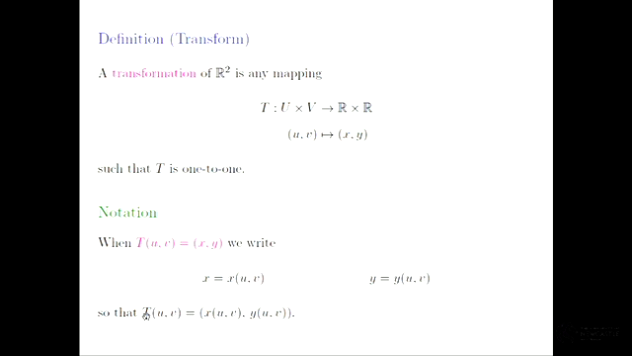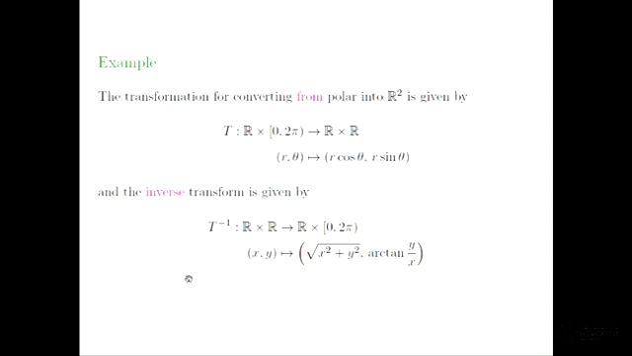So T applied to u, v is the pair where x gives you a value based on u and v, and y gives you a value based on u and v. All right, as a concrete example, because I know this general stuff is confusing, the transformation for converting from polar into R2 is given by this transformation. You give me a pair comprised of a real number and an angle, and I map this real value and an angle to r cos theta, r sine theta. That gives us our transformation from polar into Cartesian.